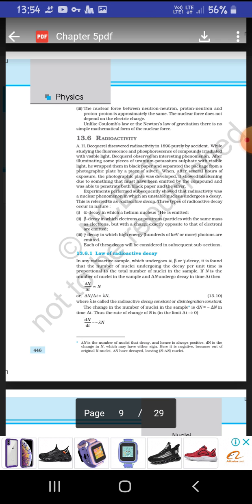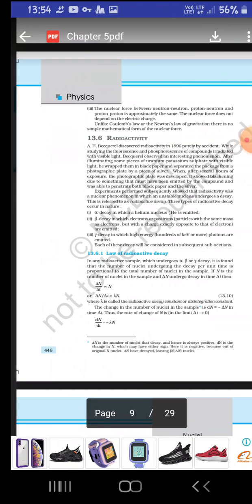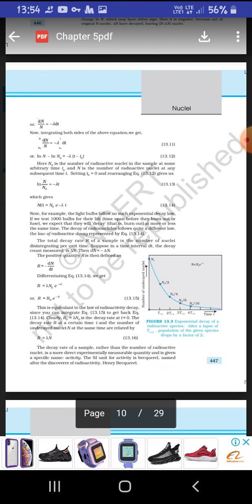So, the law of radioactivity. Here dN by dt is equal to minus lambda N. Like that we will put it and we will solve it. We will get R is equal to lambda N. So this is the formula of the law of radioactive decay. This you have to practice.